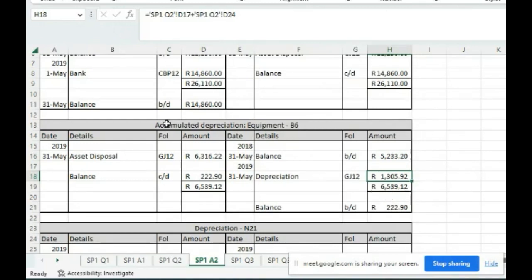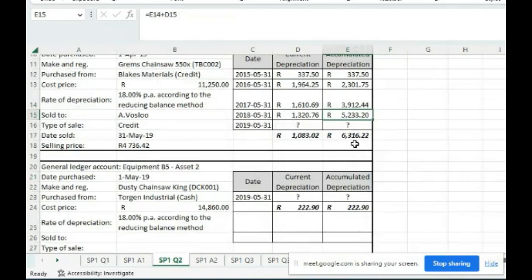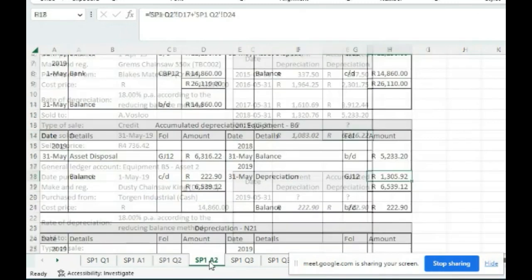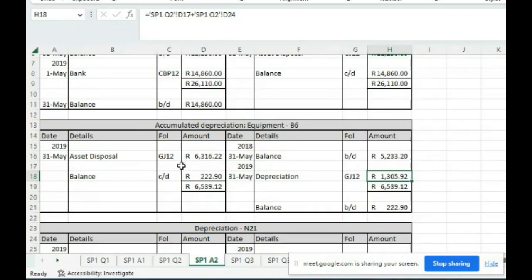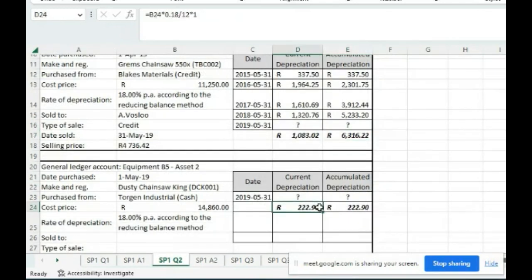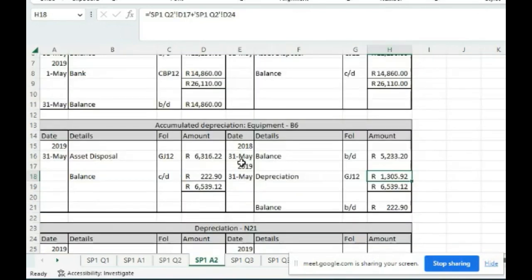65312. But then when we dispose of the asset, we need to take out of the books the total accumulated depreciation, which will be that 6316. That is why we had to work it out before we could go on with the question. So there it is. It is taken out. And so it should not be surprising that what we are left with and bringing down to the next year is only the depreciation that accumulated on the new machine. And if it doesn't work like that, then you know you made a mistake somewhere. So that one is also pretty easy.